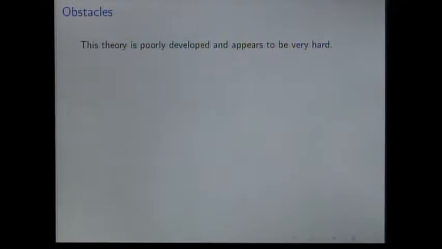Problems. Serious obstacles. And I have to admit, half the time I don't believe in what I'm talking about because the obstacles are big. Problem is that the theory to date is poorly developed and appears to be very hard.